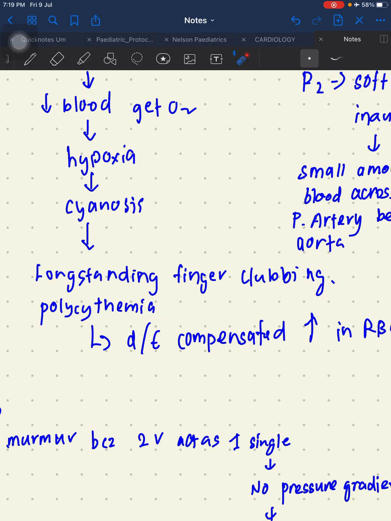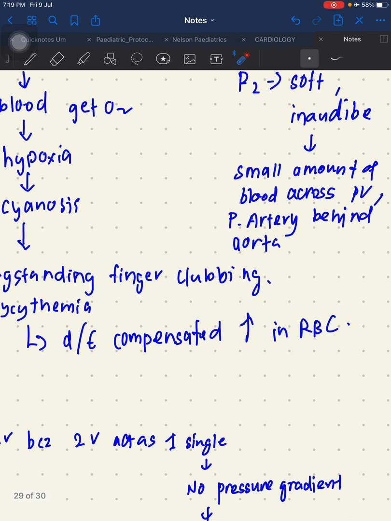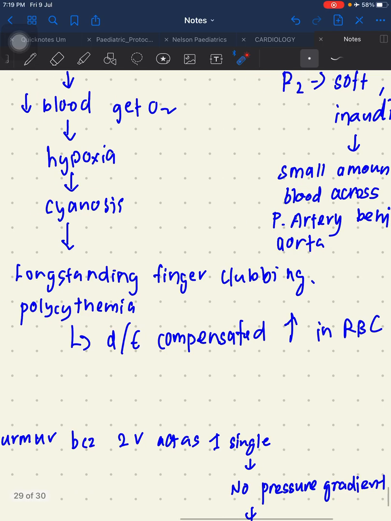So why is there polycythemia? Because when we have low oxygen in our blood, the body tends to compensate by producing more RBC. When there are more RBCs, we call it polycythemia.